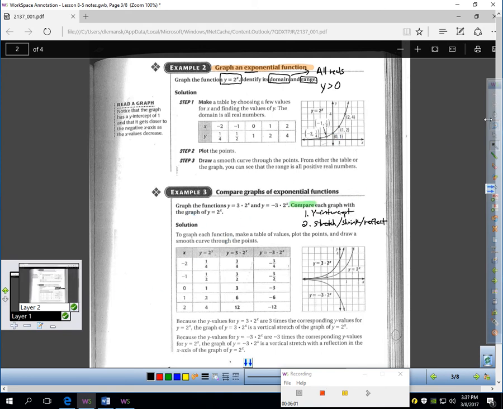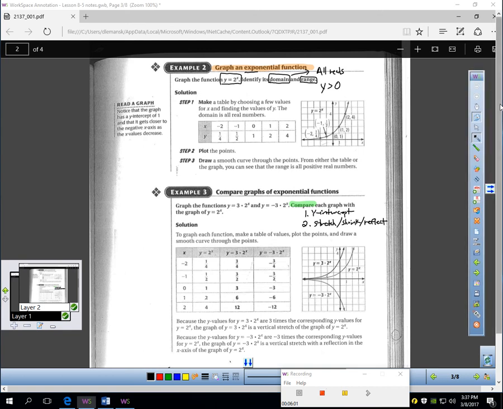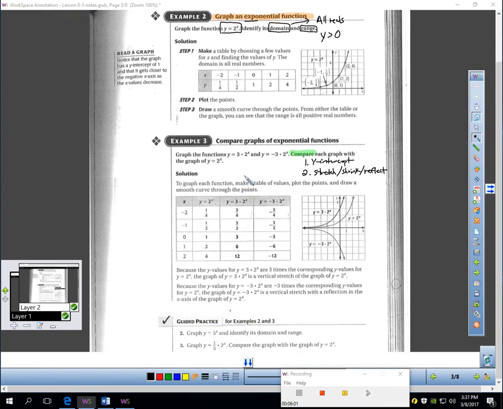When you do the homework, this is similar to something you did earlier in the year with linear functions. They will have you graph a function and then compare the graph with the graph of the parent function. Now when you compare, you're going to write two sentences. You're going to write how the y-intercepts compare, and you will also compare how the graphs are related by whether they're stretched, shrunk, or reflected.